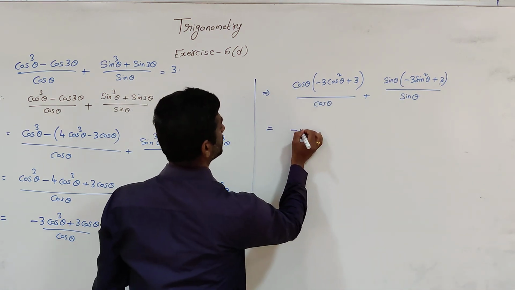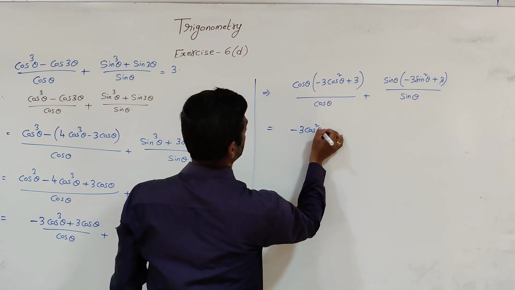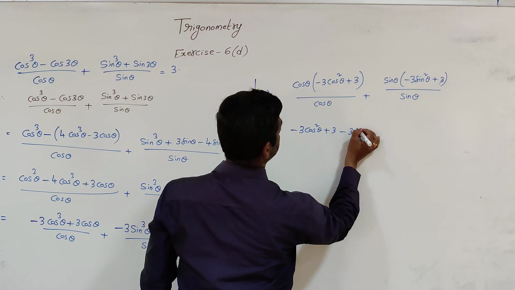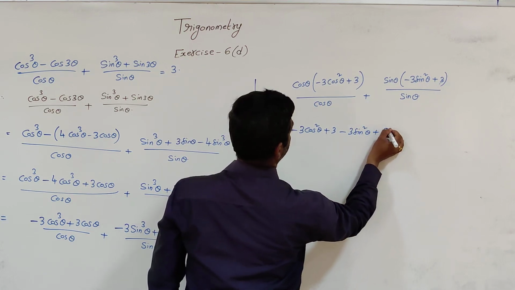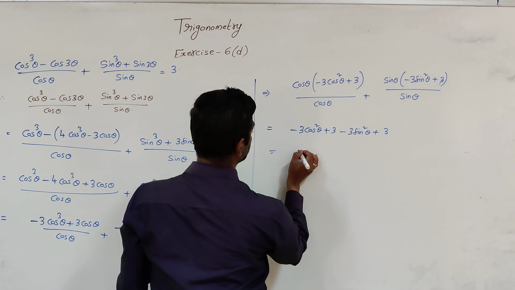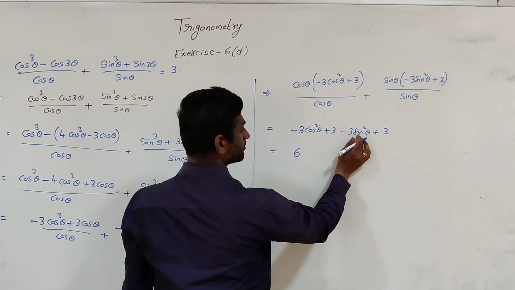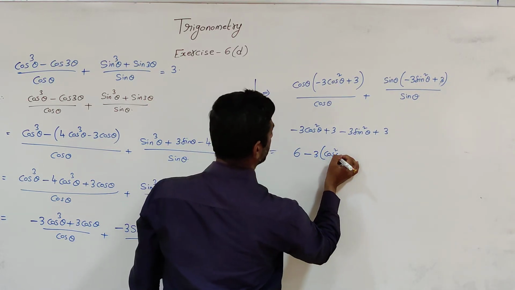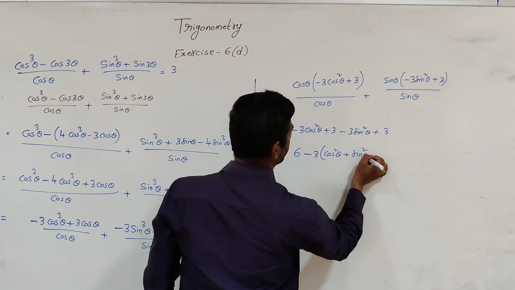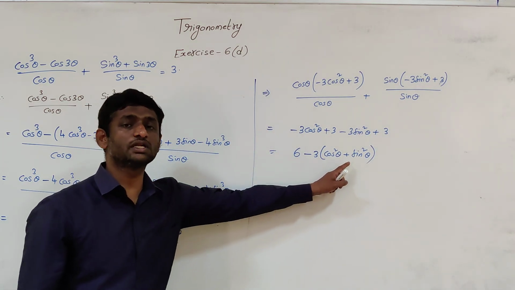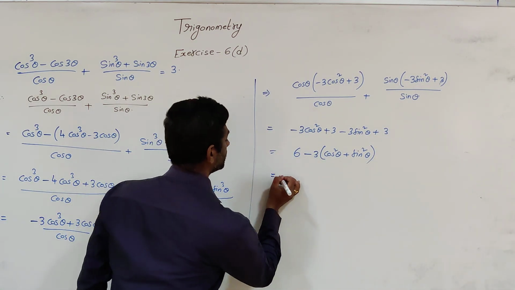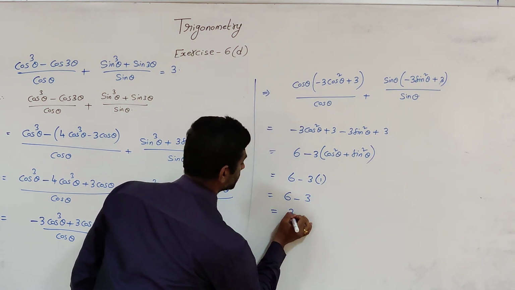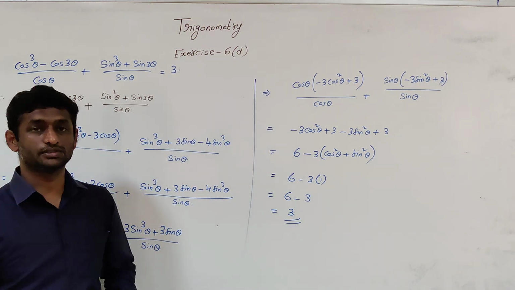So it will be left over with minus 3 cos square theta plus 3, plus minus 3 sin square theta plus 3. So 3 plus 3 becomes 6, minus 3 cos square theta plus minus 3 sin square theta. If you take minus 3 out, it will be cos square theta plus sin square theta. And from the identities, we know cos square theta plus sin square theta is 1. So it will be 6 minus 3 times 1, that is 6 minus 3, which is equal to 3. That is the RHS. Next problem.